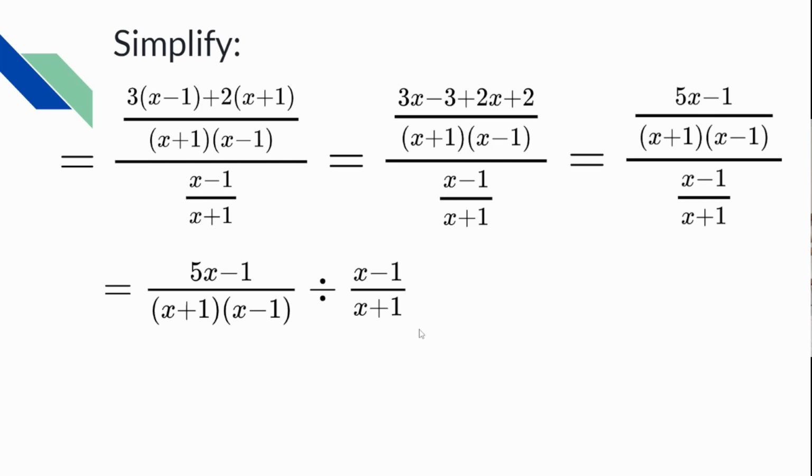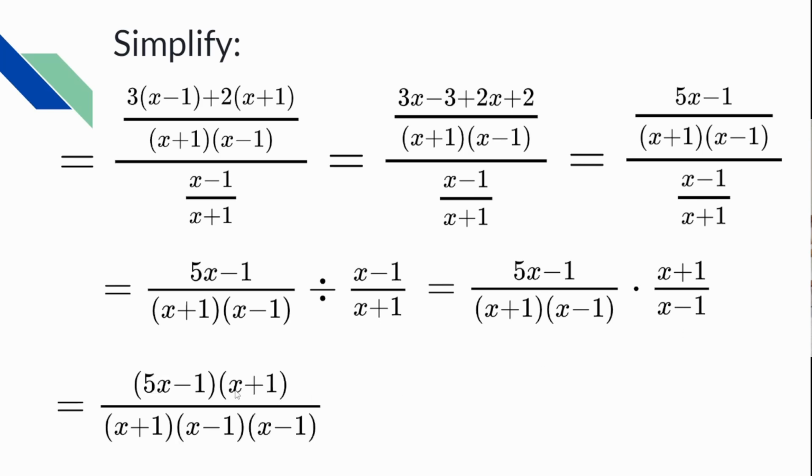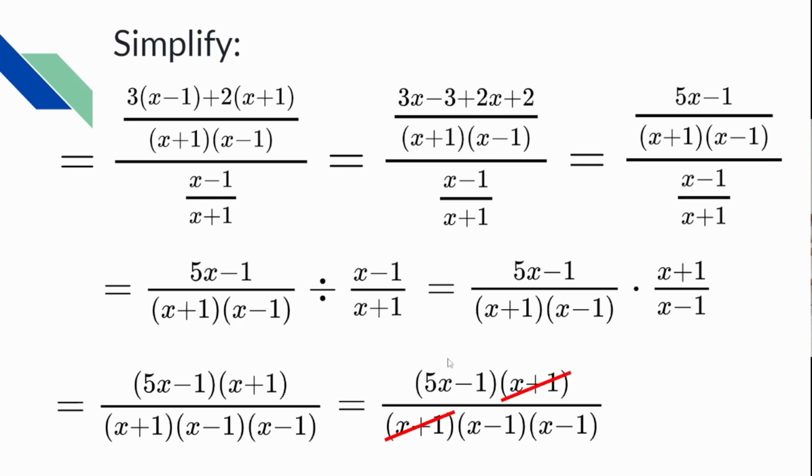Let's rewrite this as a multiplication problem. Let's multiply by the reciprocal, and then let's see what we get. This is the result of the fraction multiplication. Does anything cancel? Yes, it does. The x plus 1 cancels with the x plus 1. That leaves us with 5x minus 1 up top over x minus 1 times x minus 1, which is x minus 1 squared. So this is our final answer.